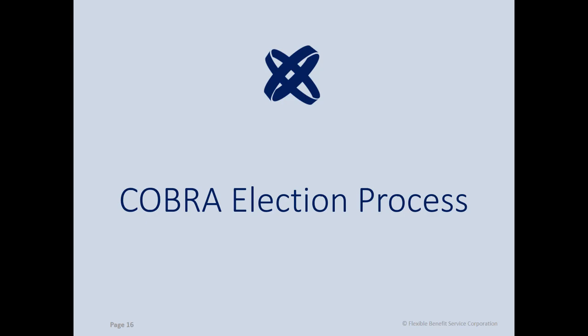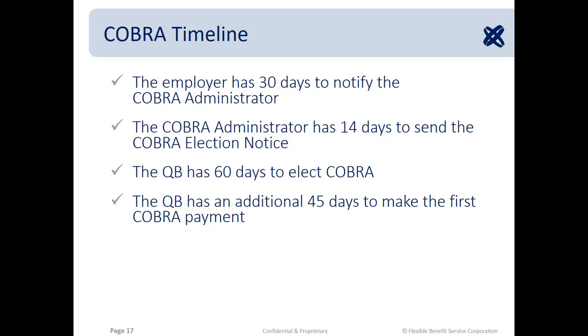Next, let's review the COBRA election process. COBRA has very specific timelines that must be maintained in order to avoid being out of compliance. It varies a bit depending on if the employer is using a third-party COBRA administrator like Flex. When there's a COBRA administrator involved, the employer has 30 days to notify the administrator of the qualifying event. Once notified, the administrator has 14 days to send the election notice.